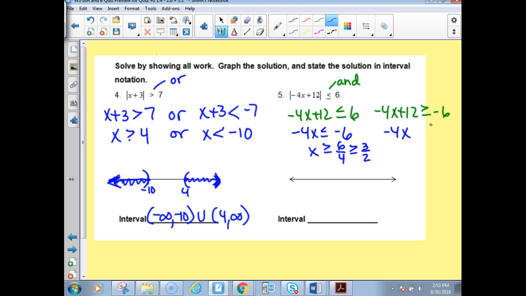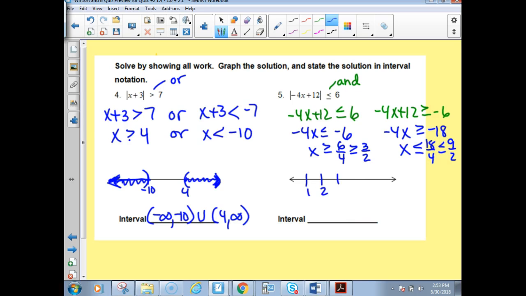The other inequality, if you subtract 6, negative 4 times x is greater than or equal to negative 18. You would divide by negative 4, flipping the sign and changing a negative over a negative to a positive 18/4, reducing then to 9 halves. 3 halves is 1.5. So that would be between 1 and 2.